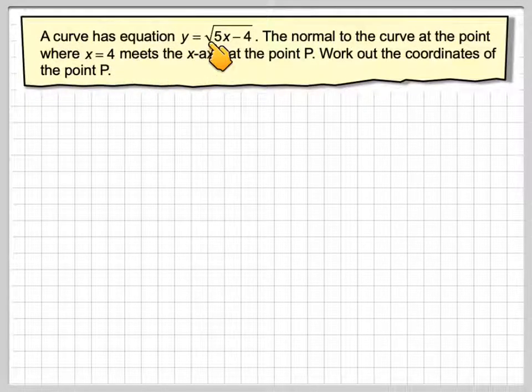A curve has the equation y is equal to the square root of 5x minus 4. The normal to the curve at the point where x equals 4 meets the x-axis at point P. Work out the coordinates of the point P.